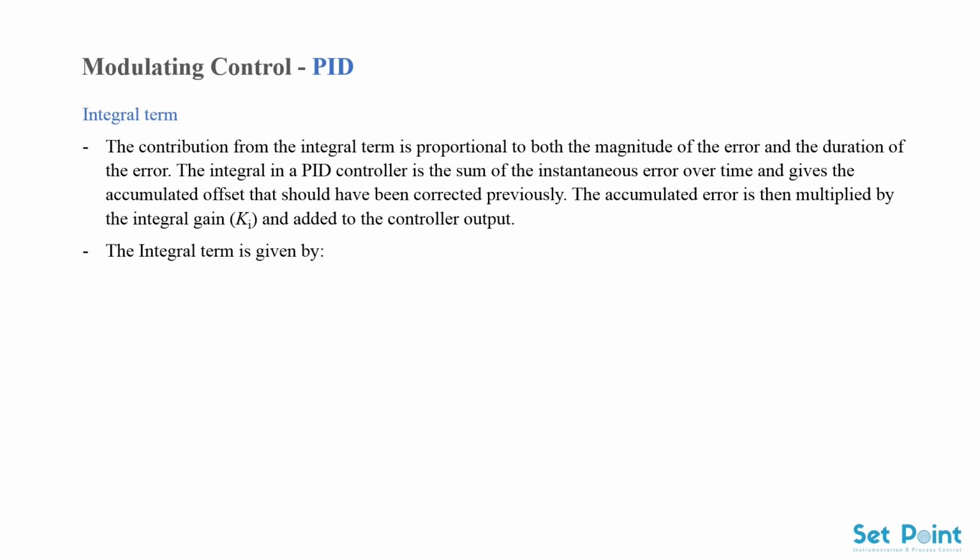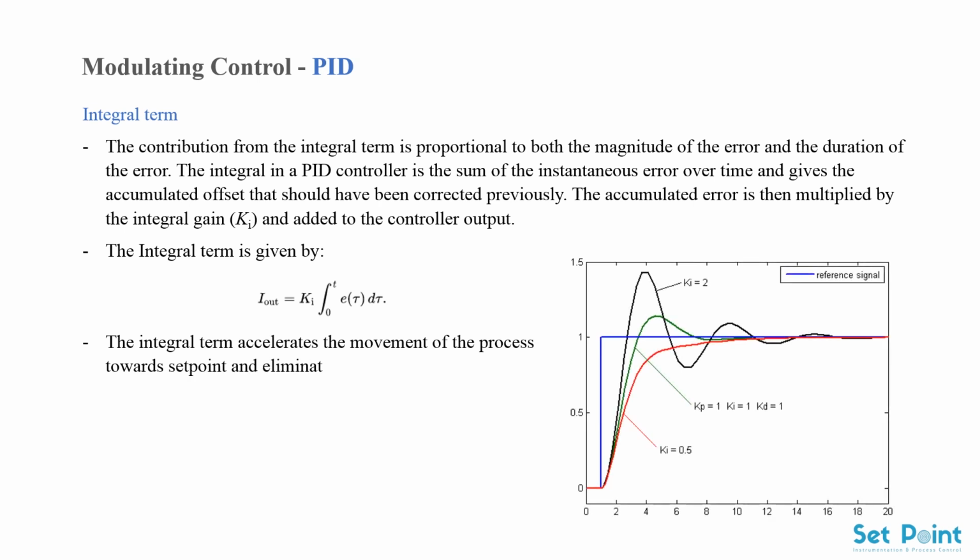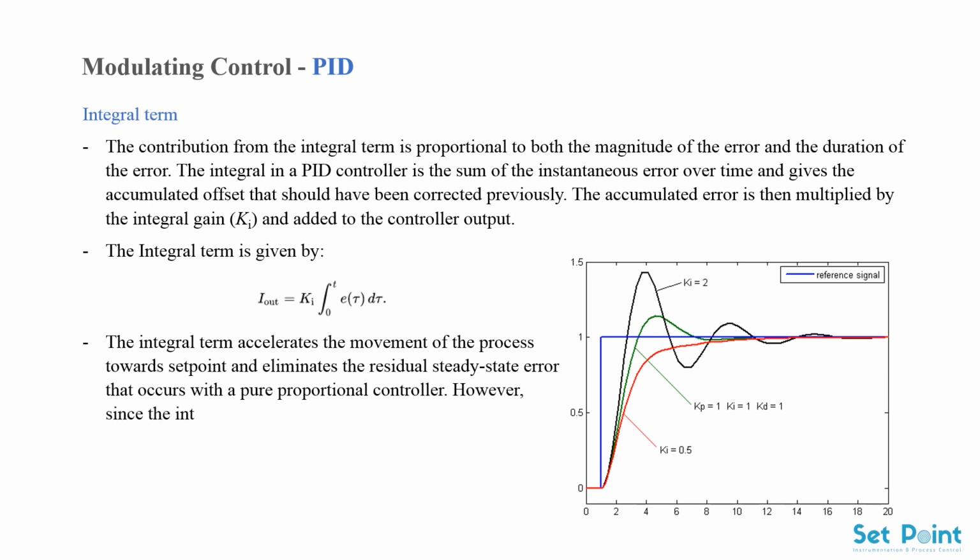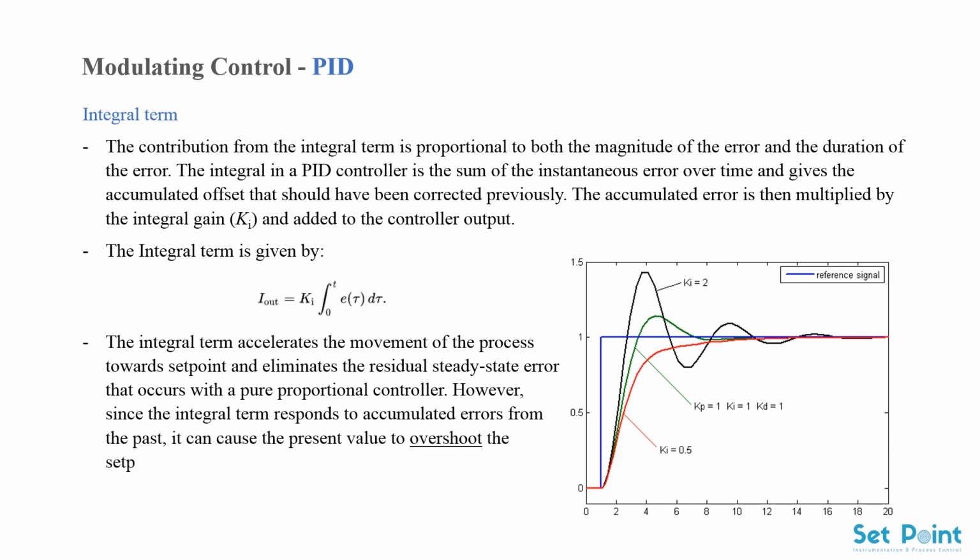The integral term is given by: The integral term accelerates the movement of the process toward setpoint and eliminates the residual steady-state error that occurs with a pure proportional controller. However, since the integral term responds to accumulated errors from the past, it can cause the present value to overshoot the setpoint value.